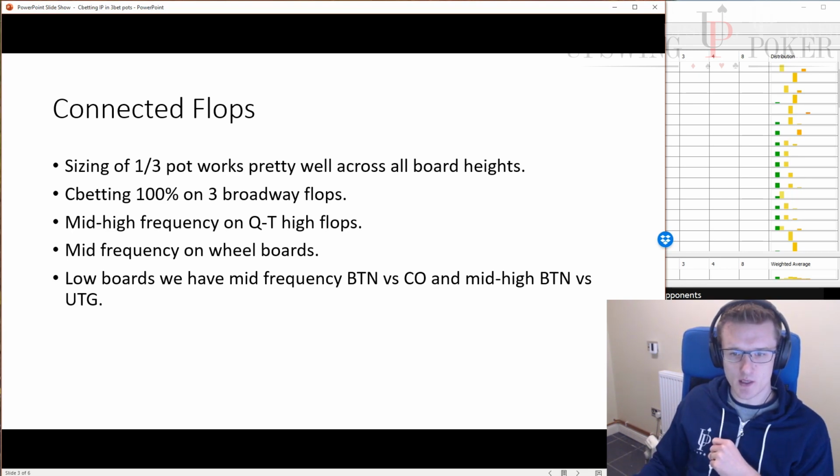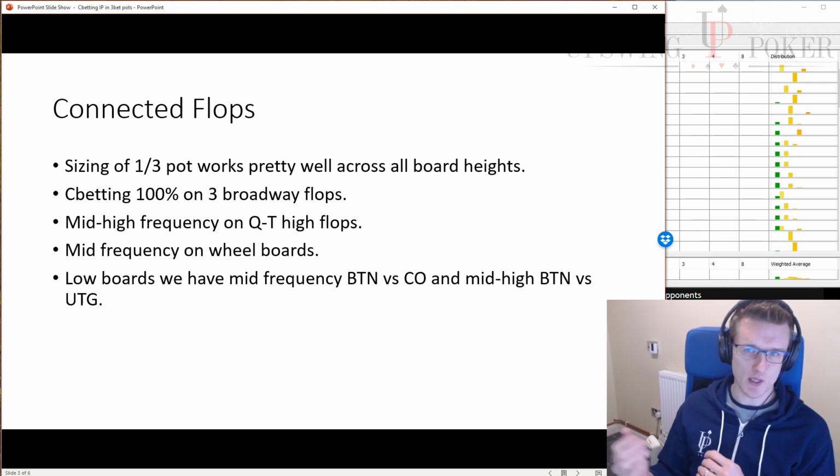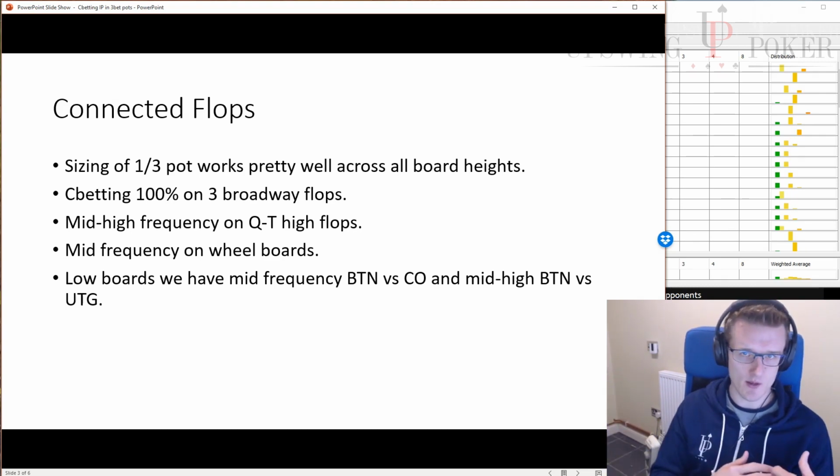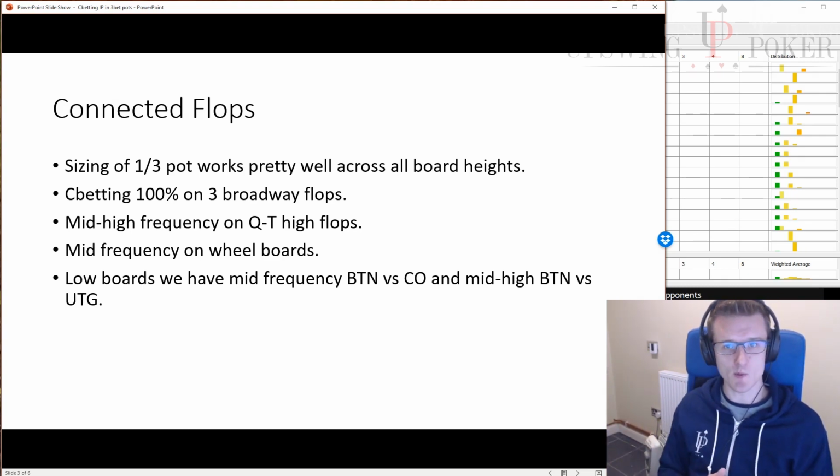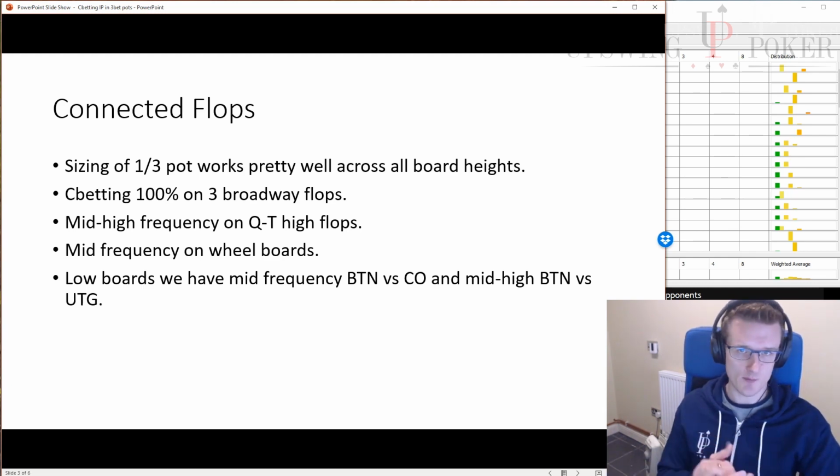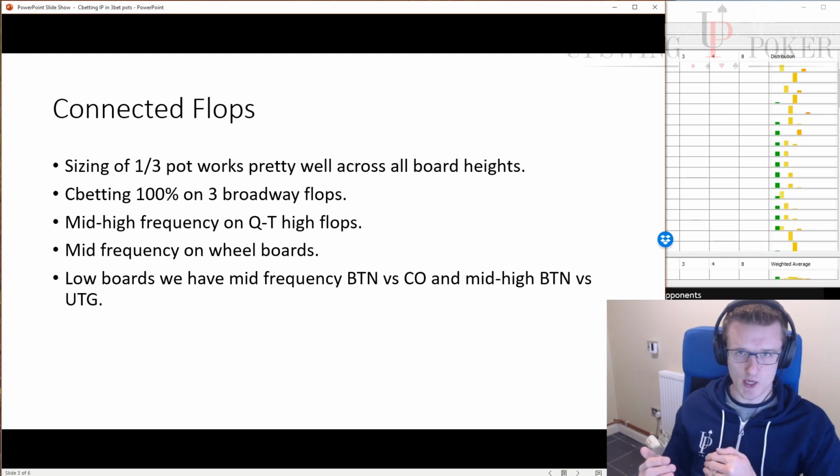Remember that we hit mid cards better versus cutoff than we do under the gun. So when I'm saying here mid-high frequency on queen-ten high flops, we're hitting mid cards better versus cutoff than under the gun. So we're going to go a little bit higher than mid-high versus cutoff, a little bit lower versus under the gun on the queen-ten high flops. But it's not a big deal. We're not adjusting all the way up to high or all the way down to mid in either case. So just going with a mid-high frequency is pretty decent. If you want to adjust it a little bit, that's obviously ideal, but difficult to make these small changes in our strategy anyway. So mid-high frequency, pretty solid there.